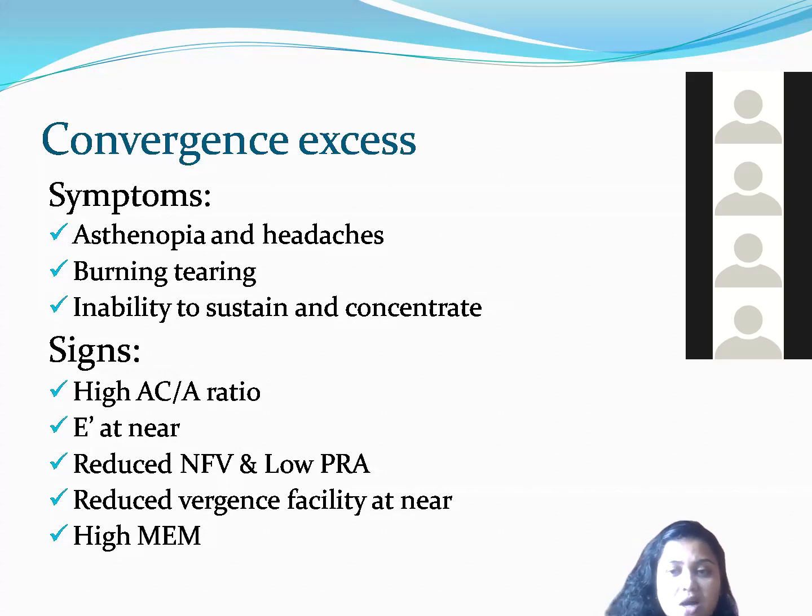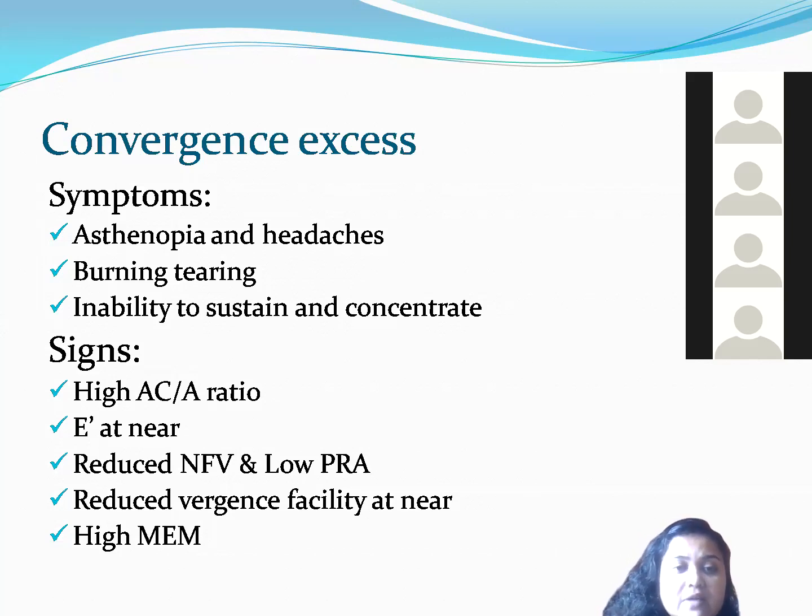Okay, when we do a proper orthoptic evaluation, then we'll find out the signs. By the signs, we can find that it is not a convergence insufficiency, it is an excess case. So in convergence excess, there will be a high AC/A ratio. Esophoria is at near, meaning esotropia at near or esophoria at near. Near esophoria will be much greater than the distance esophoria.